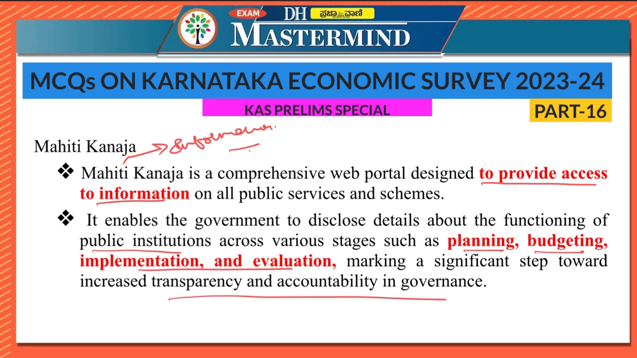Obviously, when you're disclosing information to the general public, it enhances the transparency and accountability of governance. So this is a generic, implied statement: whenever it comes to providing information to the general public, any information you divulge to the public means transparency and accountability is enhanced.